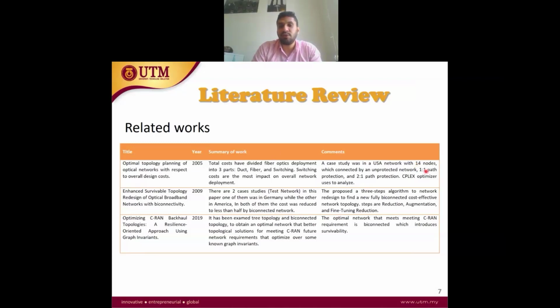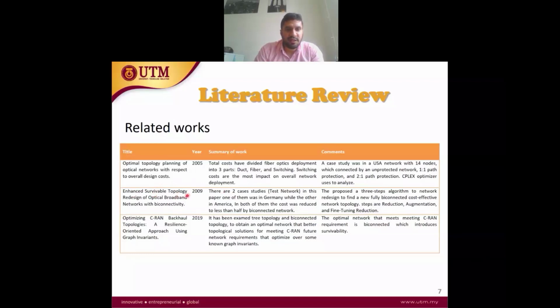If we see here one-to-one path protection, that means bi-connected, and here two-to-one path protection, that means each path between two nodes has two spare paths. That means three-connected.